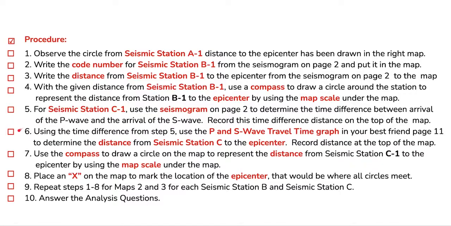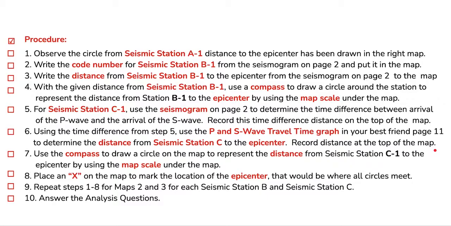We are now going to move to step number 6. It says using the time difference from step 5, so that means the 3 minutes and 50 seconds, now we have to use the P and the S wave travel time graph in your Best Friend, page 11, to determine the distance from seismic station C to the epicenter. And you have to record the distance at the top of the map.